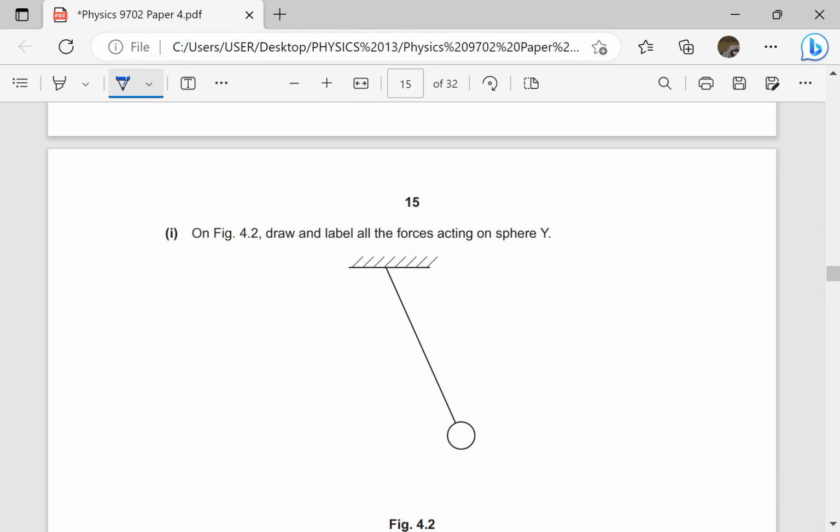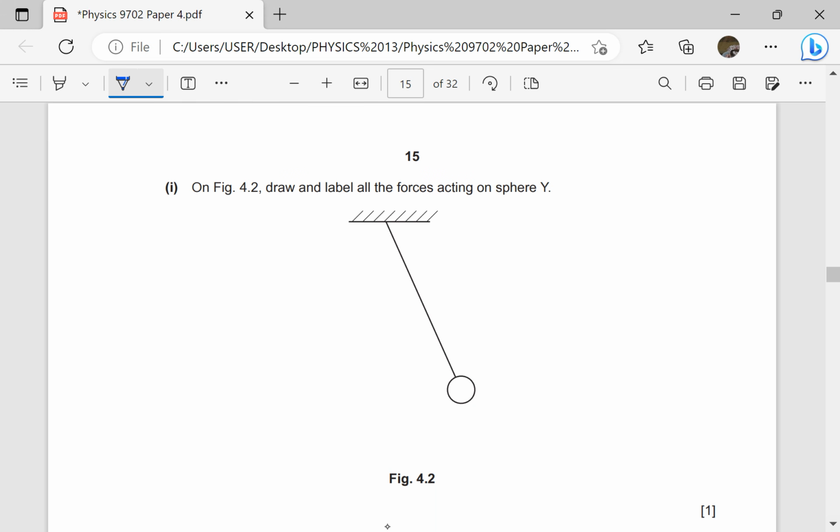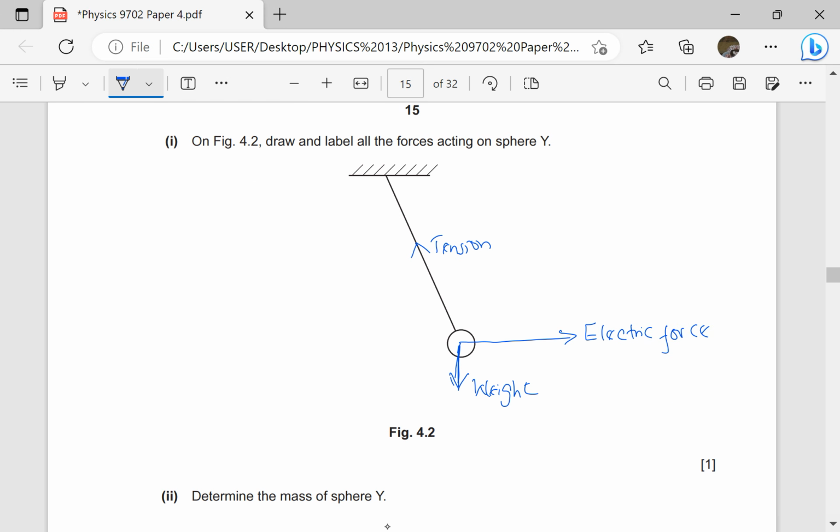Okay, on the figure, draw and label all the forces acting on the sphere. I've already labeled this. There will be a tension. That is tension. You don't just put there T. Then there is weight acting vertically downwards. You draw an arrow pointing vertically downwards, and you call this one the weight. And you will also draw an arrow pointing to the right-hand side, and you call this electric force. This is going to be the electric force because it is being repelled. So that is what we are supposed to do here.